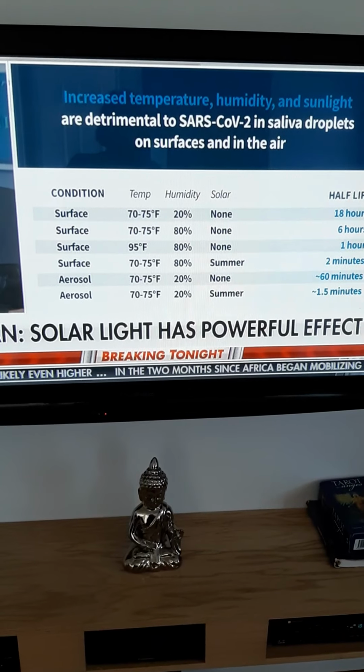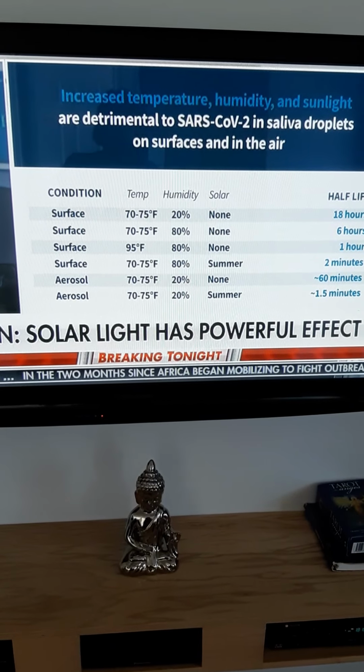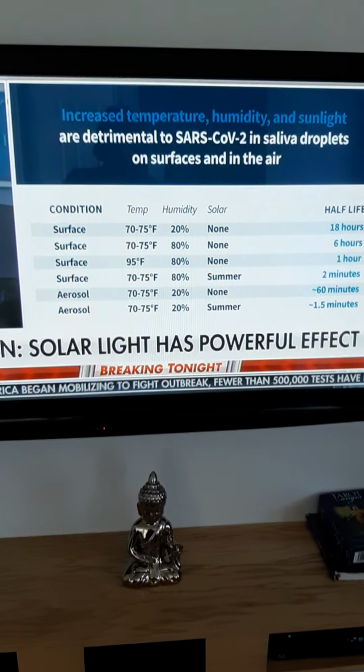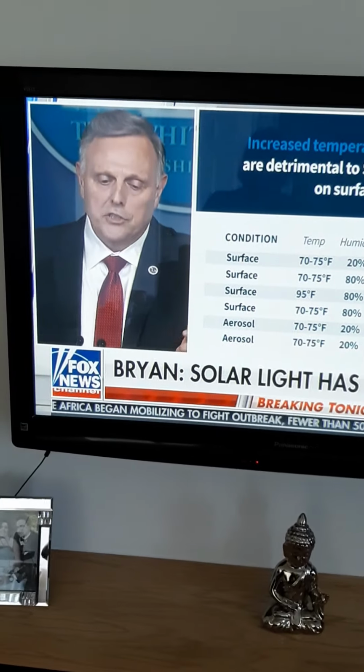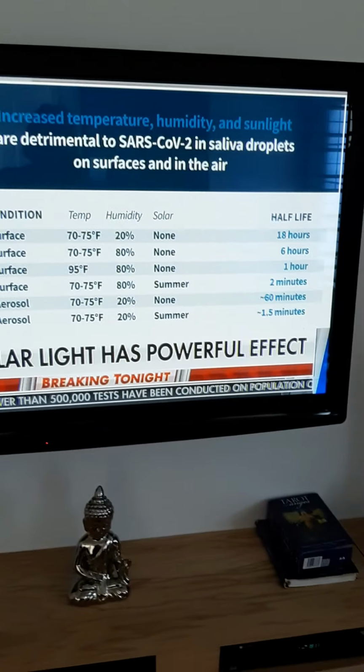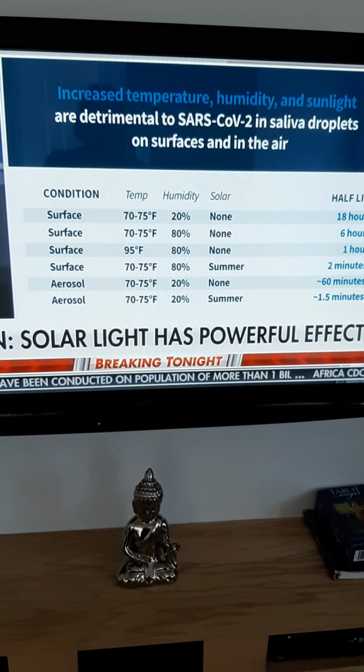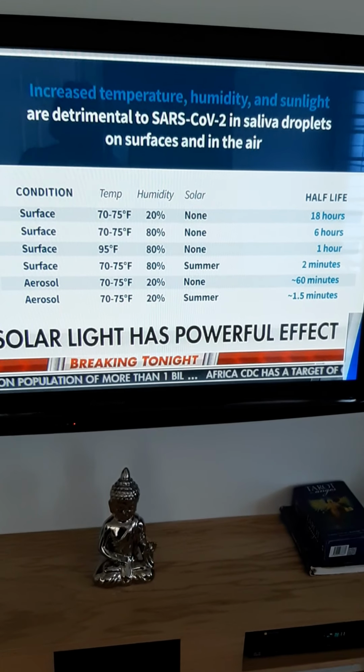If you look at the fourth line, you inject the sunlight into that, you inject UV rays into that. The same conditions as line 2, at 70 to 75 degrees with 80% humidity on the surface, and look at line 4, but now you inject the sun: the half-life goes from 6 hours to 2 minutes. That's how much of an impact the UV rays have on the virus. The last two lines are aerosols.